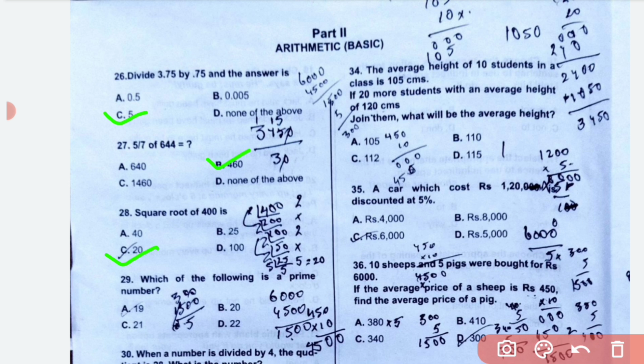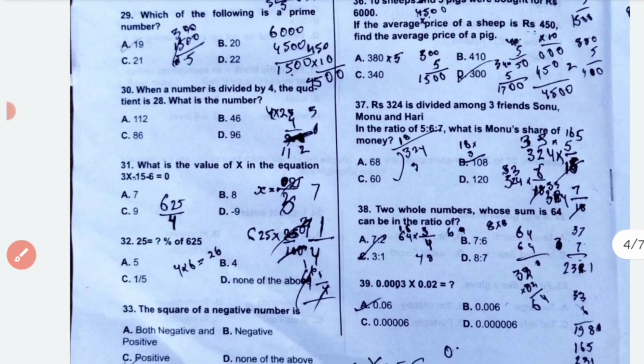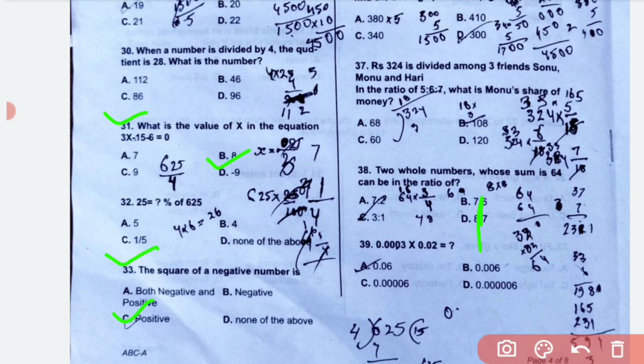Which of the following is a prime number? 19. Which of the following is a prime number? 19. Can one say about 30? 30. Okay.